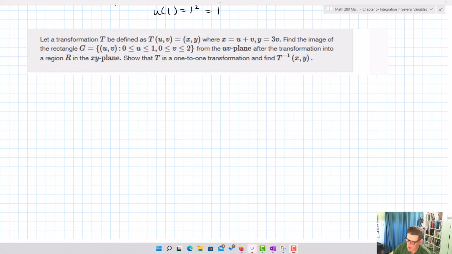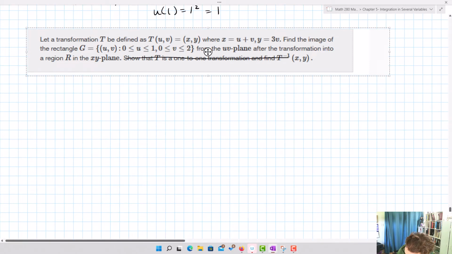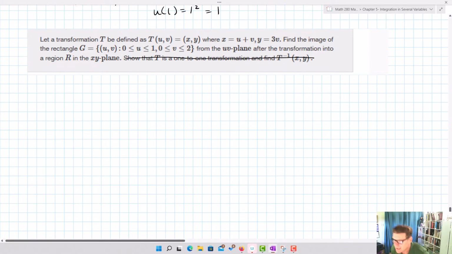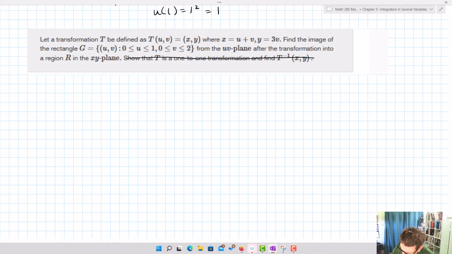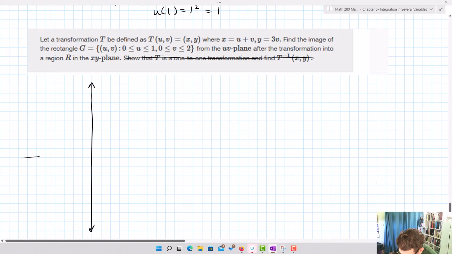So we're just going to do that. We're not going to worry about showing that T is 1 to 1 and then finding our inverse function. I'm not going to worry about that at the moment. Instead, I'm just going to imagine how I find this transformation. The first thing I'm going to do is draw my region.